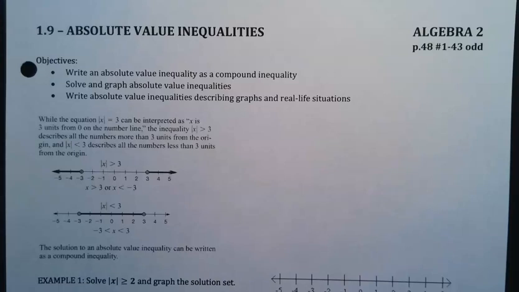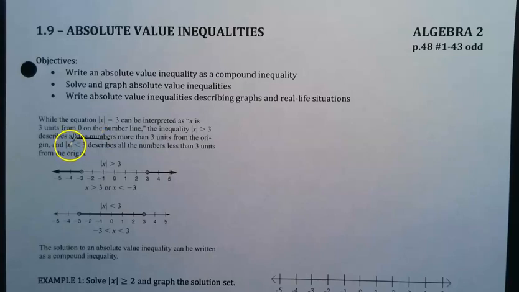All right, so let's look first at this first part. It says, while the equation, the absolute value of x equals 3, can be interpreted as x is 3 units from 0 on the number line, we've always kind of talked about that. The inequality, the absolute value of x is greater than 3, describes all the numbers more than 3 units from the origin.